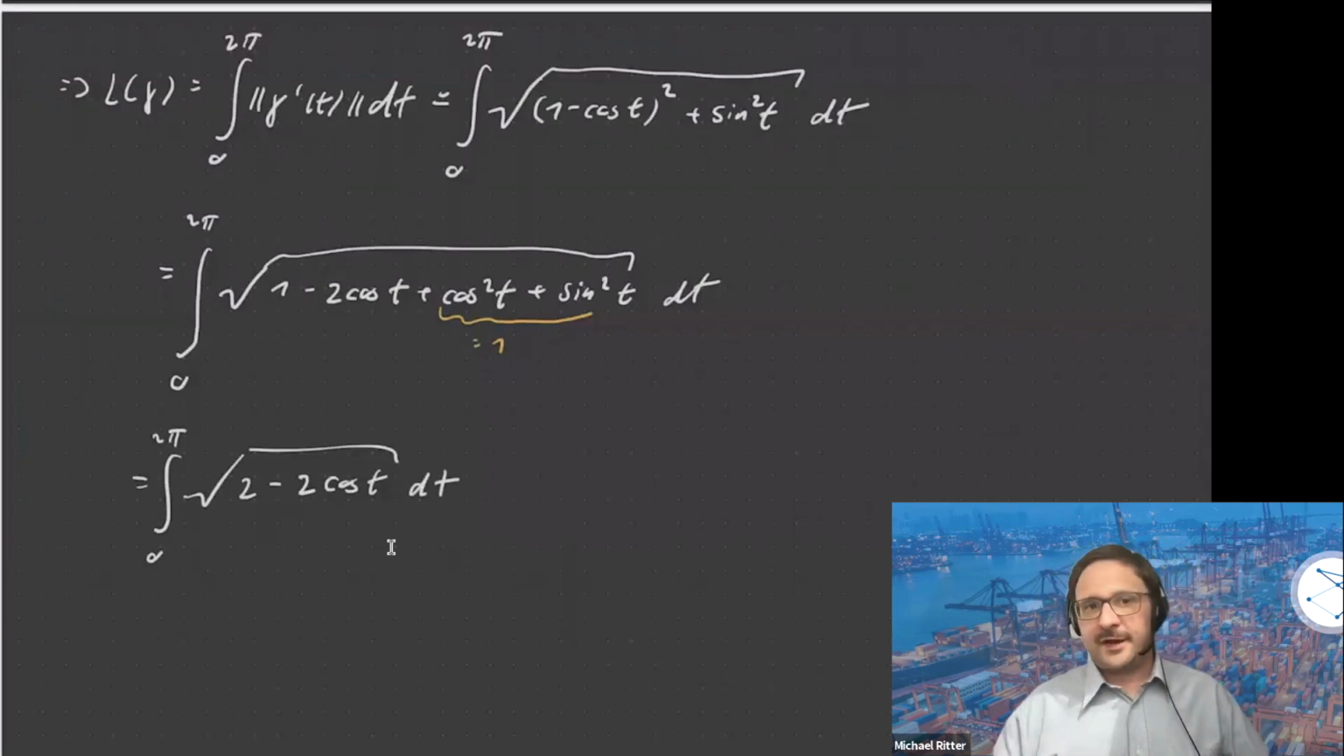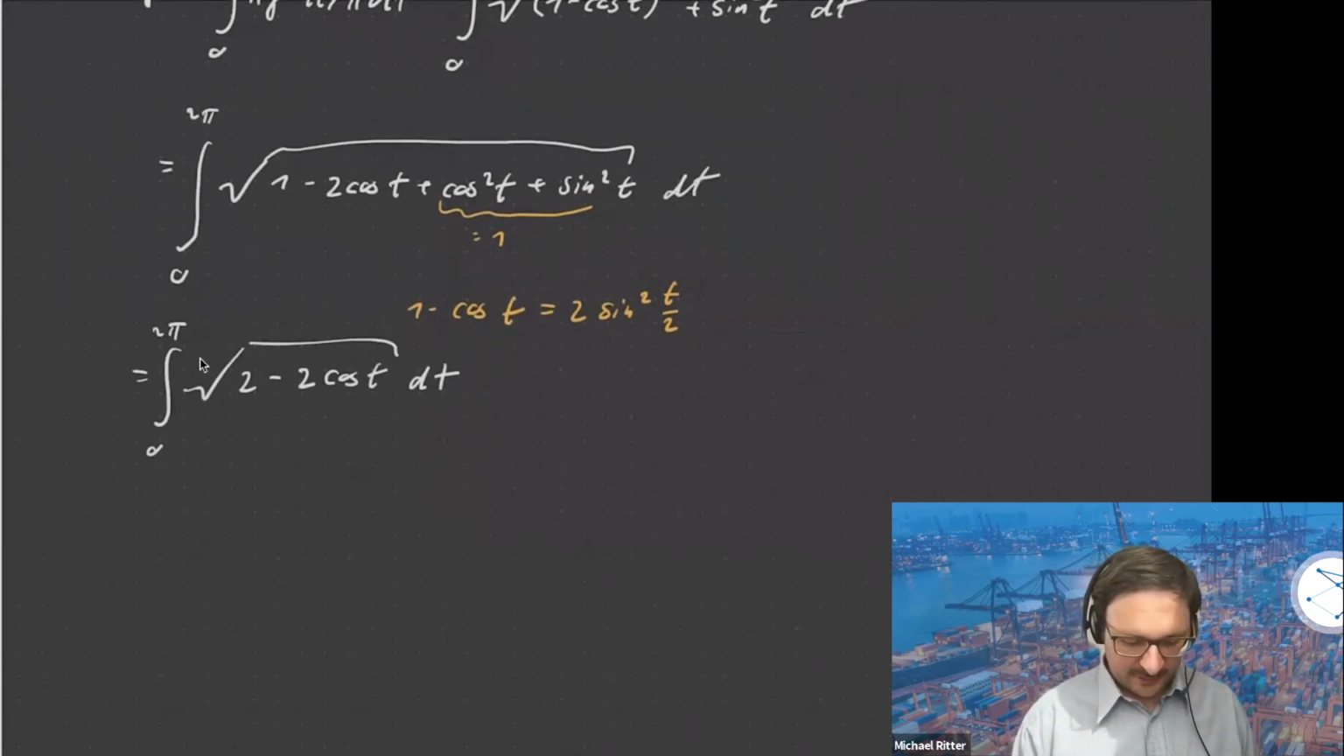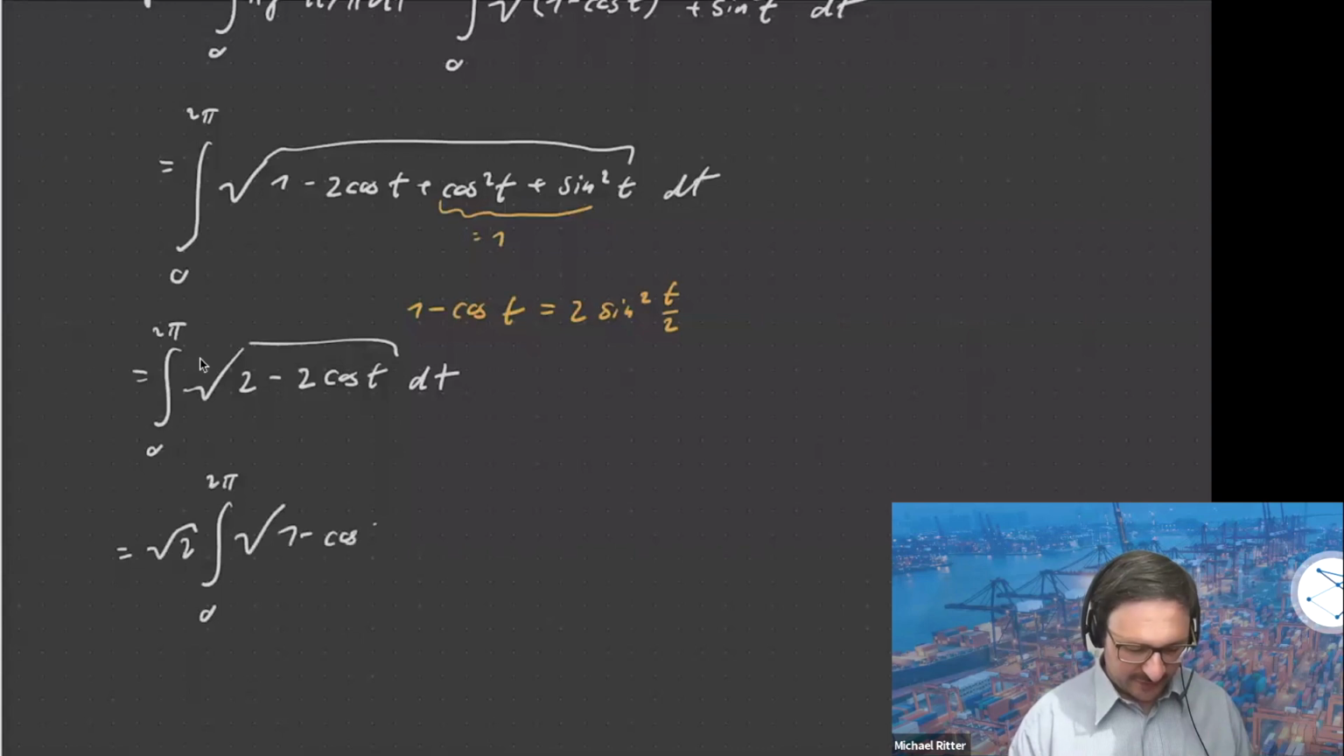Okay, and to compute that integral, we can now use the trigonometric identity that is given in the problem statement. So of course that is there for a reason. And that identity is 1 minus the cosine of t equals 2 times sine squared of t over 2. Okay, so we'll use that. To use that, we have to take the square root of 2 out of the integral. And then we have exactly the expression square root of 1 minus cosine of t dt.